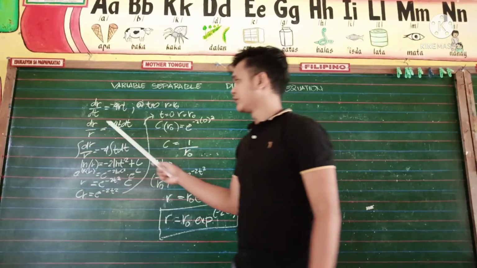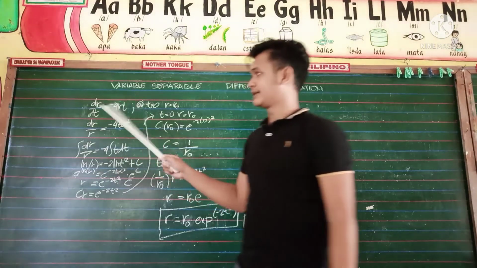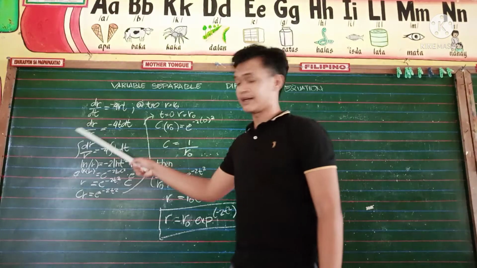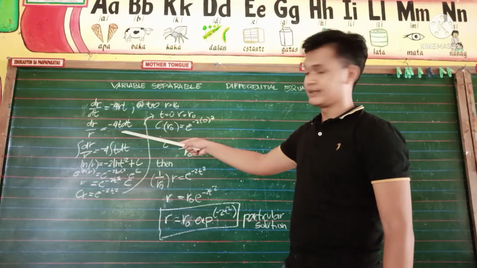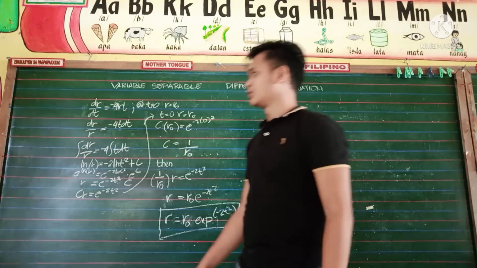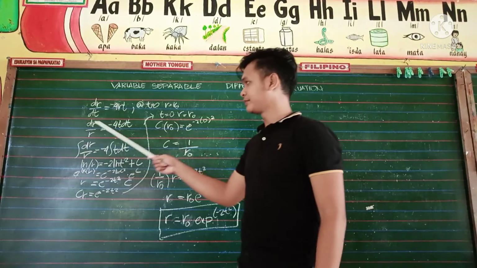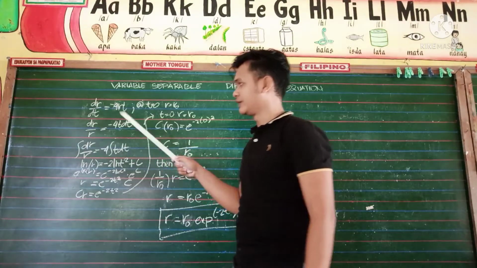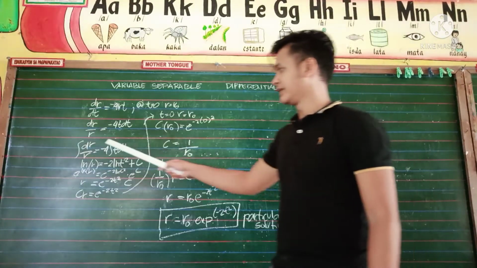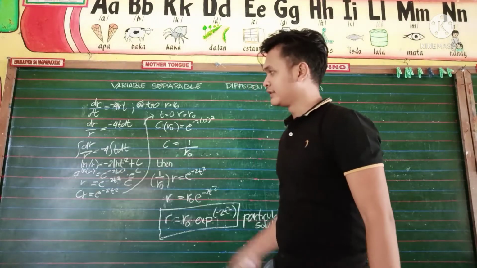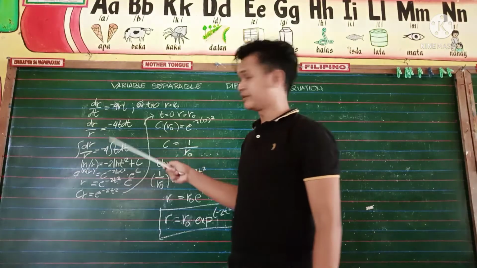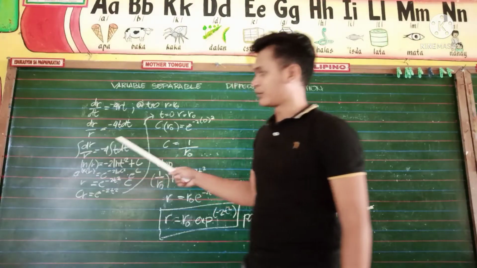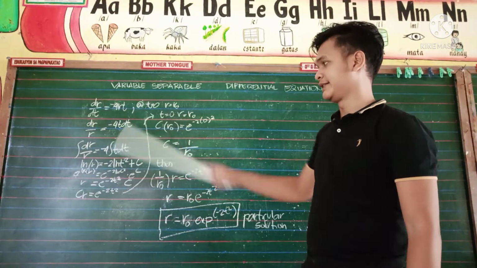So we need to group this r to dr and t to dt. So dr over r is equal to negative 4t dt. So we already grouped them, r to dr and t to dt. We need to integrate both sides. Integration of dr over r is equal to, putting the constant outside, negative 4 integration of t dt.